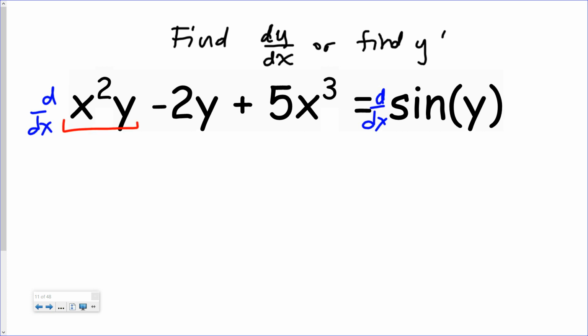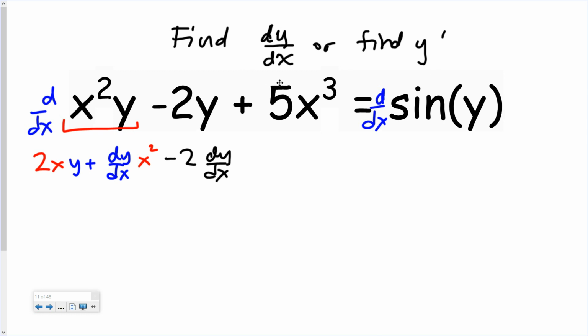Let's just take the first term. What's the derivative of x squared y? 2x, derivative of the first times the second, plus derivative of the second times the first. Did you get 2xy plus dy dx times x squared? Very good. Let's move on to the next term. What's the derivative of negative 2y? Negative 2 dy dx. Did you get that term? Move on to the next term.